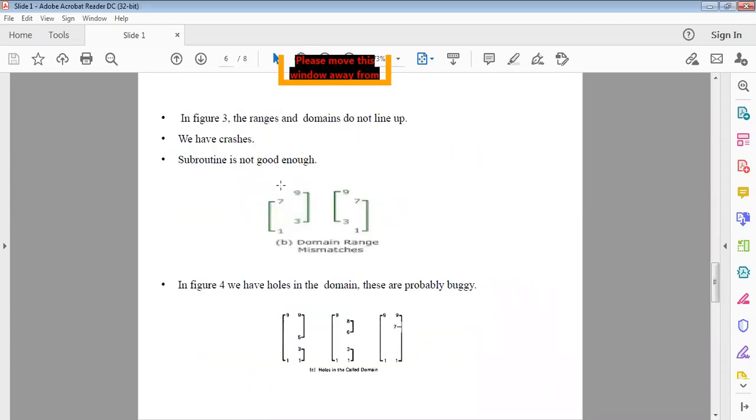So the third one is where the range and the domain do not line up.